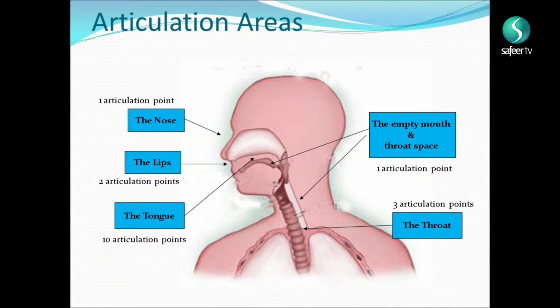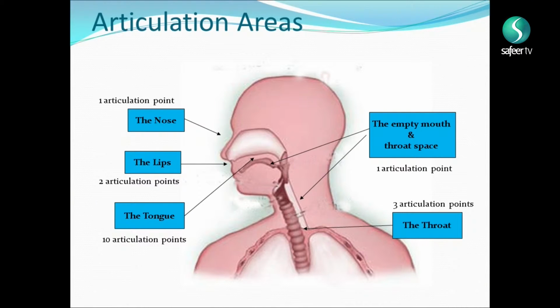For example, in the throat we have 3 articulation points. In the jawf, or the empty mouth or the throat space, we have 1 articulation point. And in the tongue part we have 10 articulation points, in the lips we have 2 articulation points, and in the nose we have 1 articulation point. So you have to consider that altogether we have 5 main sections in our speech system, which produce the letters.